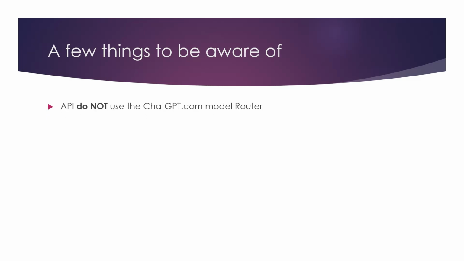The first one is that the API does not use the model router that ChatGPT.com has. You might have noticed that sometimes if you ask it a hard question, it will actually think longer, while if you ask it an easy question, it will not think longer. The APIs are not like that. You are in control by default, and will remain in control because there is no router at all. So if you want it to think, it will think every single time. If you want it not to think too long, you will need to set some changes.